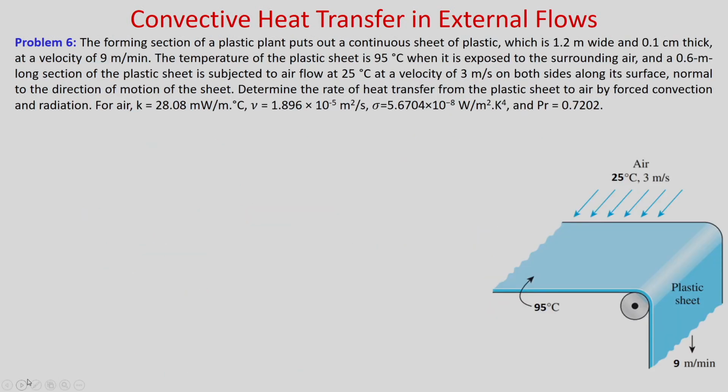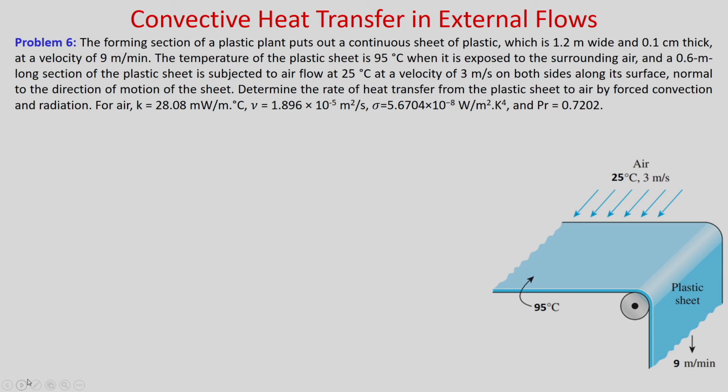Let us consider now problem 6. First, let me read the problem. The forming section of a plastic plant puts out a continuous sheet of plastic which is 1.2 meter wide and 0.1 centimeter thick at a velocity of 9 meter per minute.